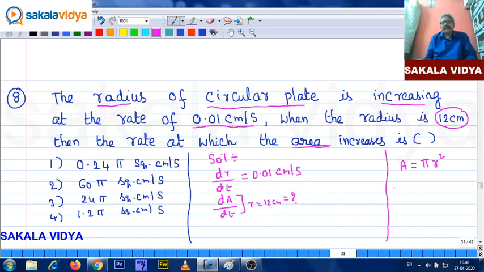Now, A is equal to pi r square, let us find out dA by dt. dA by dt is equal to r square differentiation 2r and dr by dt, 2 pi r dr by dt. Let us substitute respective values now. So, dA by dt at r is equal to 12, we get 2 pi into 12 into dr by dt, which is how much? 0.01.